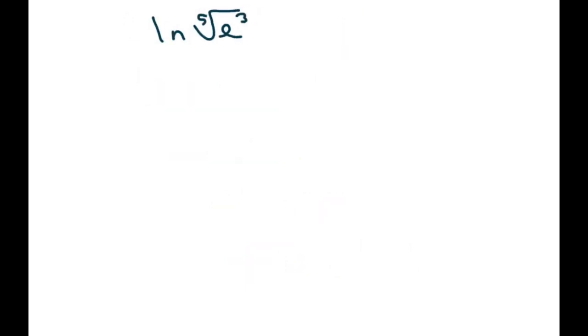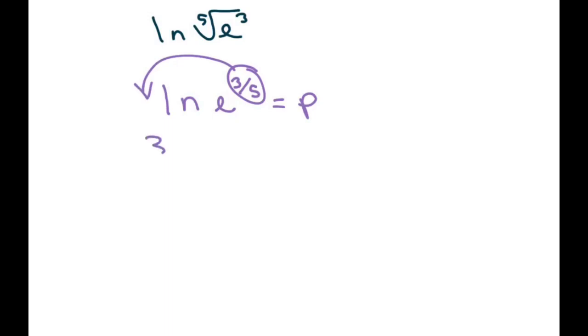This one is going to be like the first one we did. I'm just going to write this as a rational exponent versus a radical. We set this to p. I do my power property. Ln of e is 1. So 3/5 equals your power.